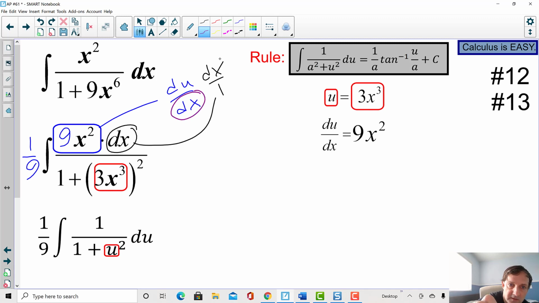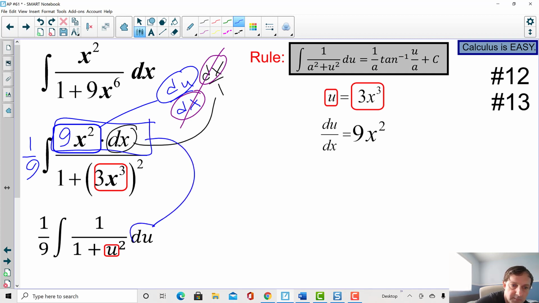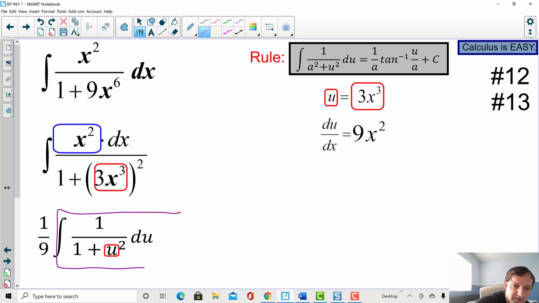And now we have our du/dx sitting right next to our dx. And of course, we can cancel the dx's. We'll just be left with our du. So these two pieces on top are going to become just a du. Remember, 3x to the third was our u. So we now have a pretty reasonable integral. We have a special rule for that integral. This is a 1 squared, so we're just going to let our a equal 1.